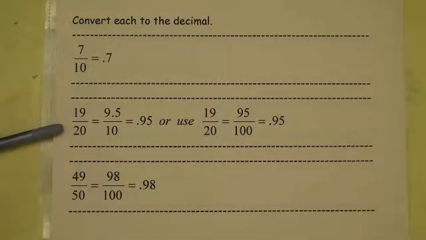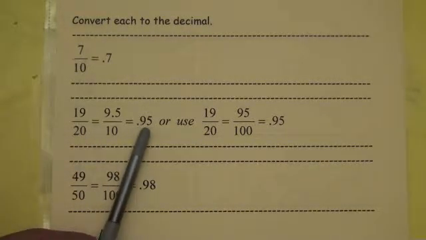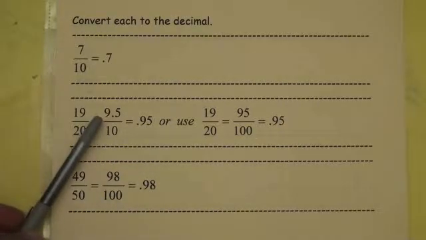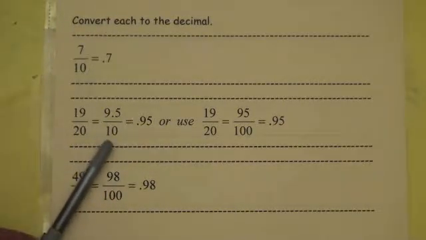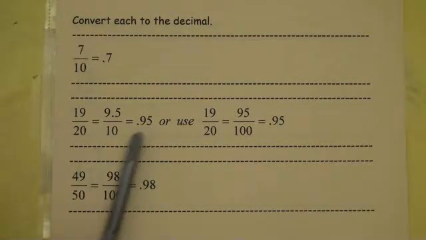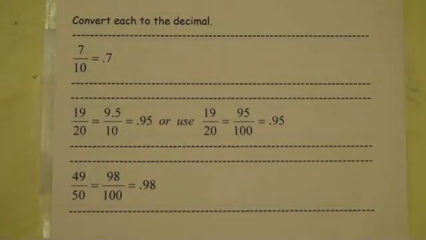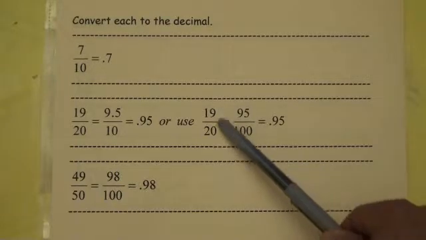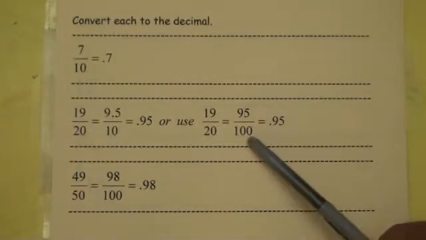Now, this is a little unorthodox. However, 9.5 over 10 is simply 95 100ths, because you'd have 9.5 tenths. That's exactly what this means. You don't have 9 tenths, you have 9.5 tenths. Okay? So that's how you could do this. Another thing you could do is multiply both the numerator and denominator by 5 to give us 95 over 100.